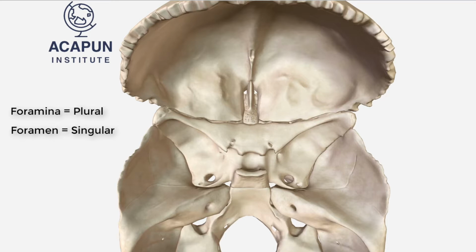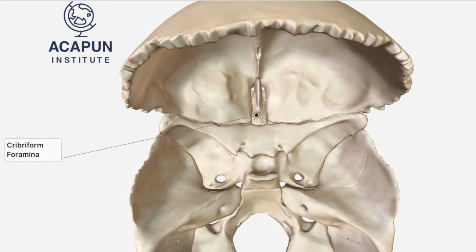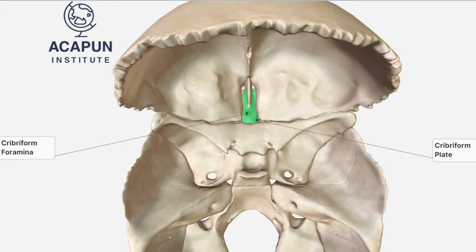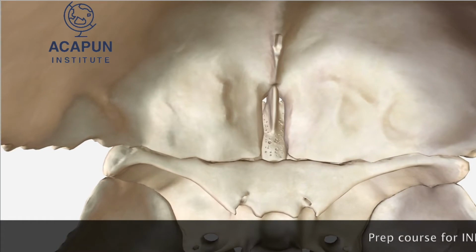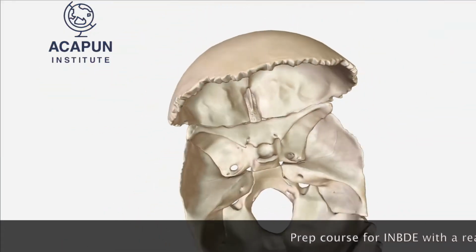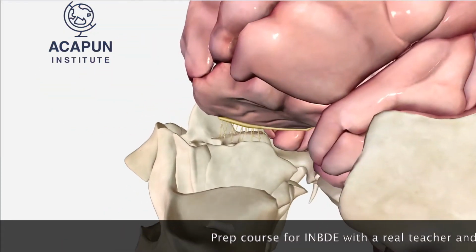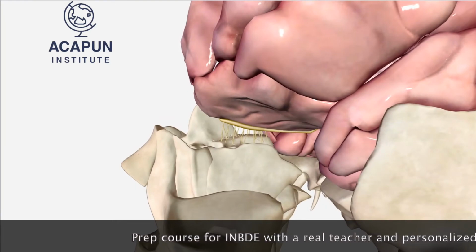The main foramina that you need to know about within the anterior cranial fossa are the cribriform foramina in the cribriform plate of the ethmoid bone. This bone contains multiple tiny little foramina, which transmit the axons from the olfactory epithelium of the nose via the olfactory nerves to the olfactory bulb.